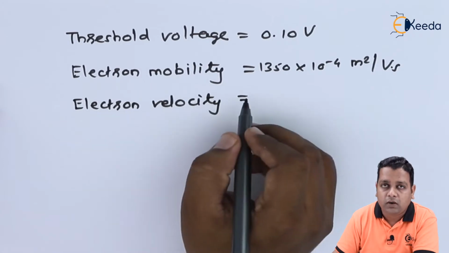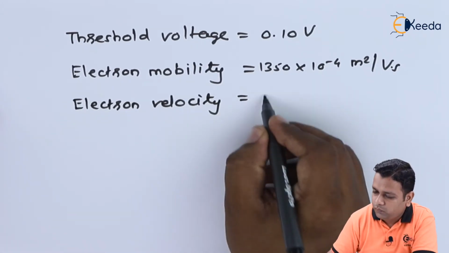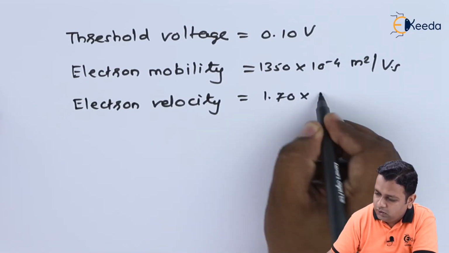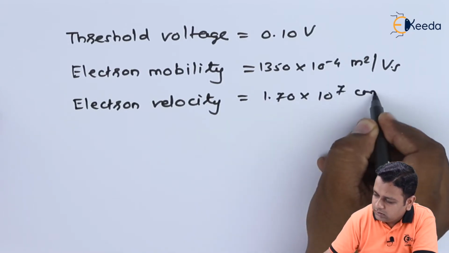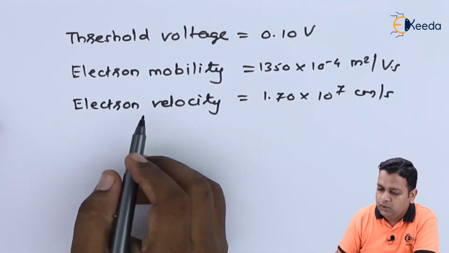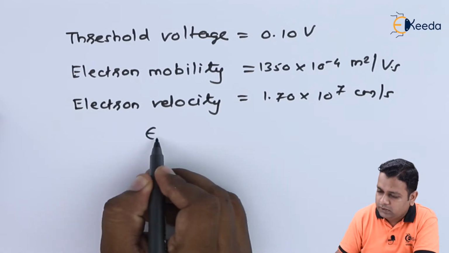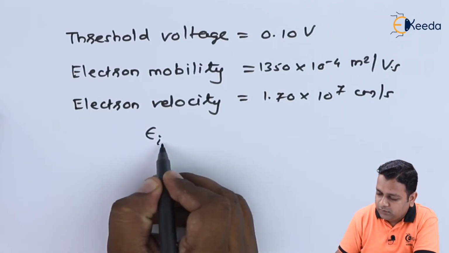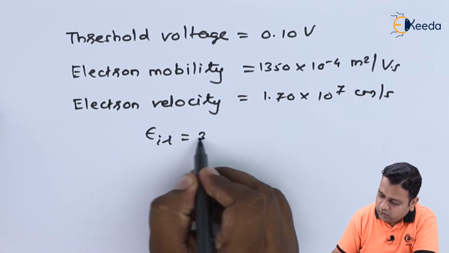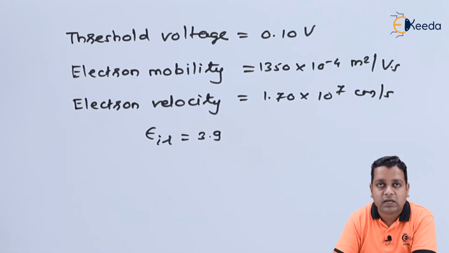So electron velocity in the given device is 1.70 into 10 raised to power 7 centimeter per second here. And lastly, we have the relative dielectric constant, represented as epsilon suffix IR, with the value 3.9. This is with respect to silicon dioxide, SiO2. So with these given details, we get back to the problem statement.